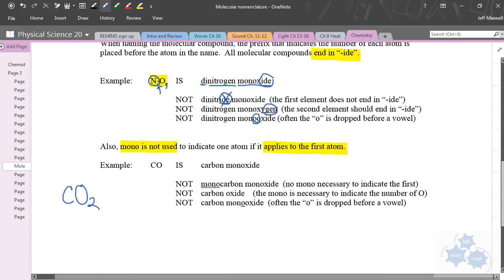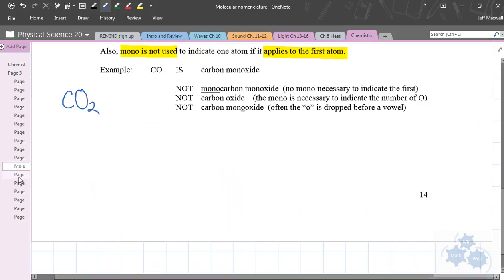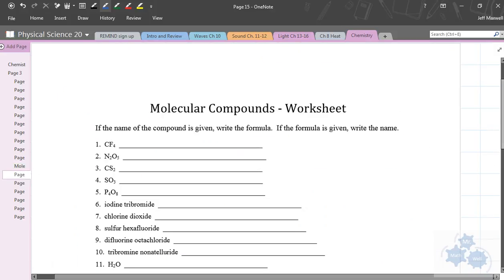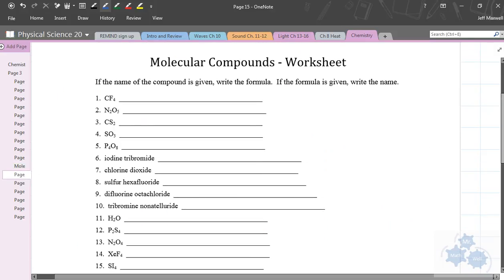Okay, no mono for the first one, and use the prefixes. Alright, so let's do some examples here from your worksheet. We're going to do a sample of a bunch of these.